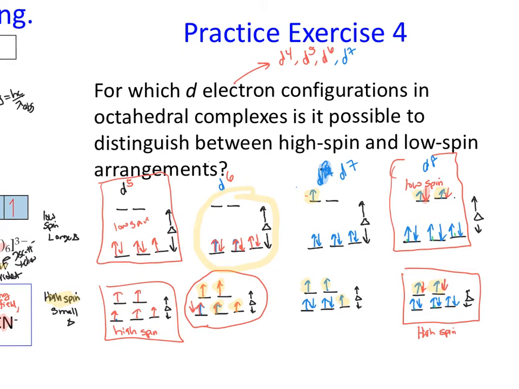So in this exercise, we went over how to fill D1 through D10 low spin versus high spin configurations. And also we can see which d electron counts allow you to distinguish between high and low spin.